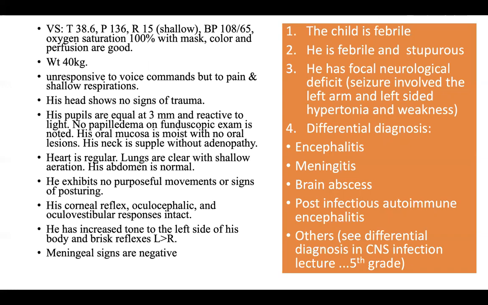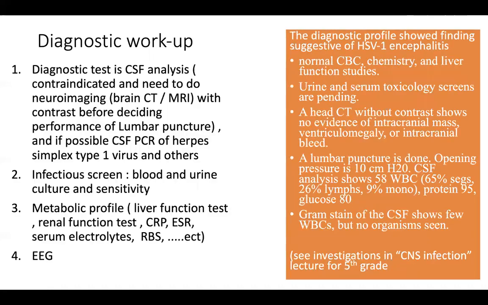So first of all, we have to think of encephalitis. Again, we have to think of meningitis, though it can be placed at point 2 as meningeal signs were negative. We have to think of localized brain infection like brain abscess. We have to think of post-infectious autoimmune encephalitis as in ADEM. And we have to put other differential diagnoses, but the first 3 or 4 are encephalitis, meningitis, brain abscess, or post-infectious autoimmune, which are very important.